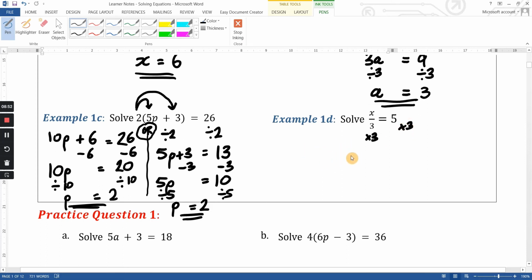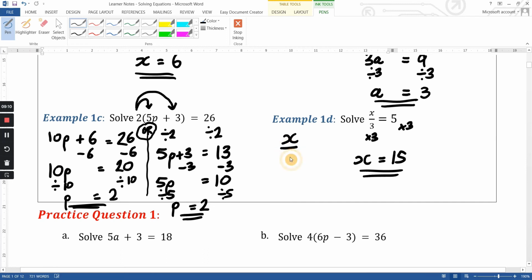And obviously I'm going to have to do the same to the other side as well. And that gets me just x on its own, because that's not being touched. I'll show you in a minute why if you're not sure. And I'll get 5 times 3, which is 15, and I'll get my answer straight away. X equal to 15.